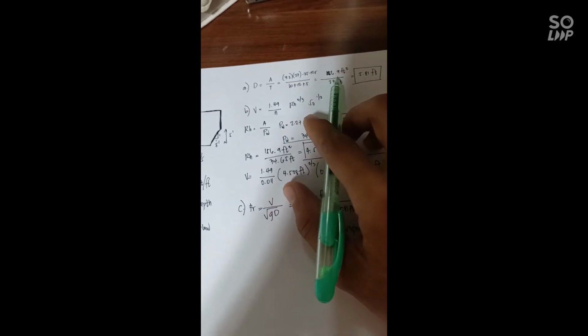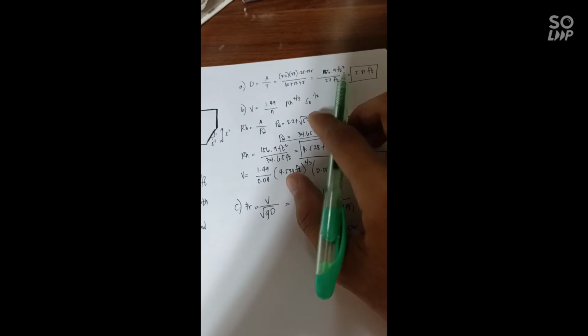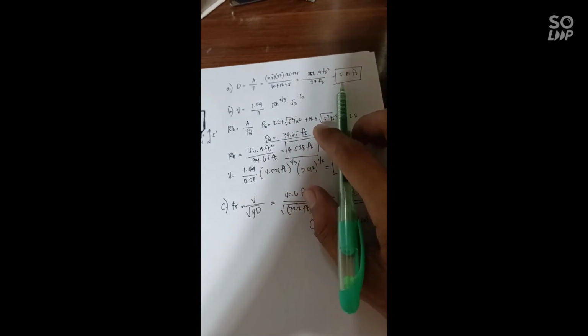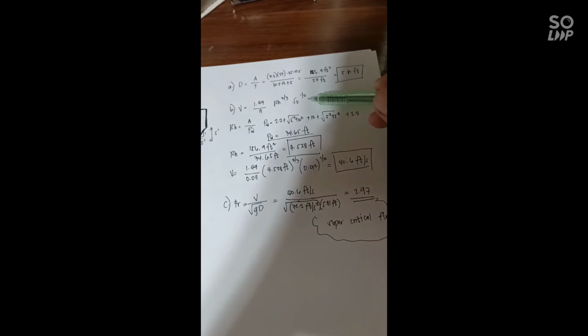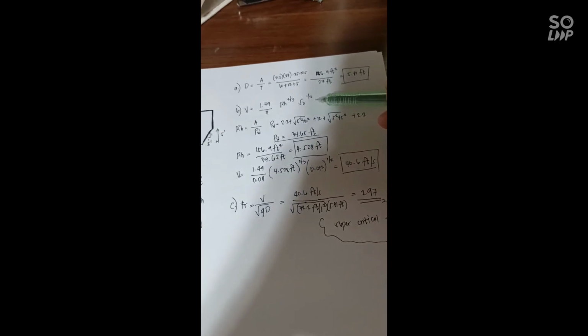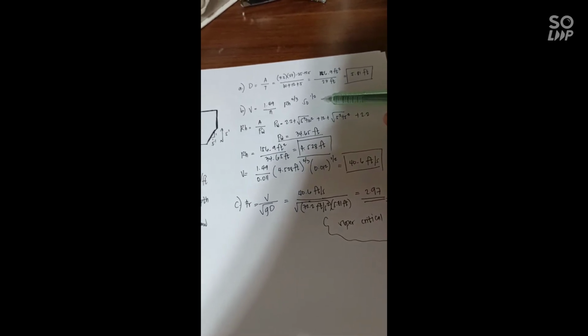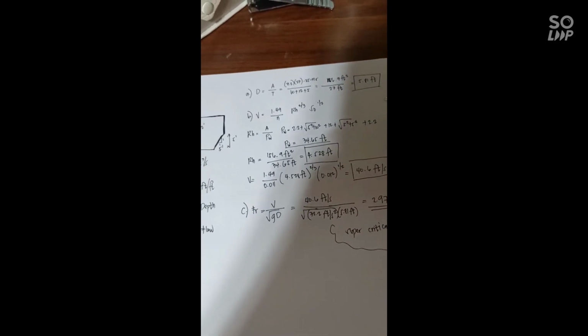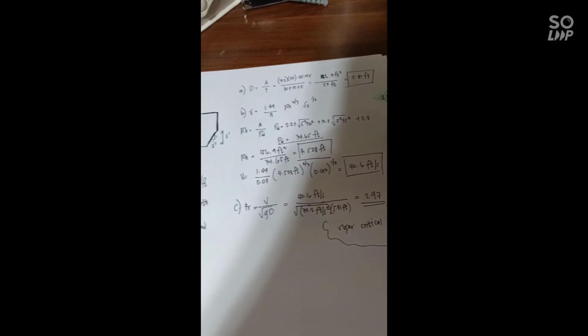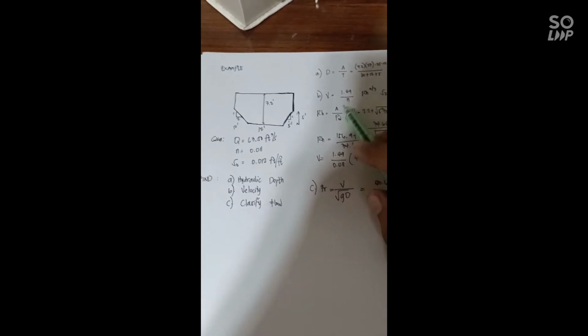The answer is 156.9 feet squared, and if we divide 156.9 feet squared by 27 feet here, the answer is 5.81 feet. So we know that the hydraulic depth here is 5.81 feet. So we solved letter A, the hydraulic depth, and let's go to B, the velocity.